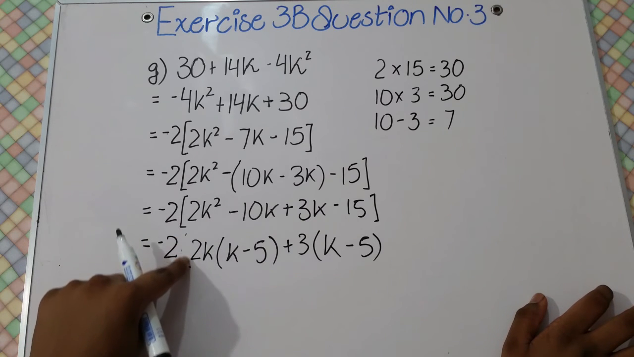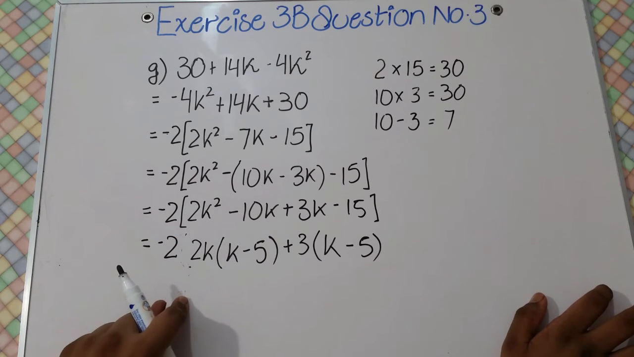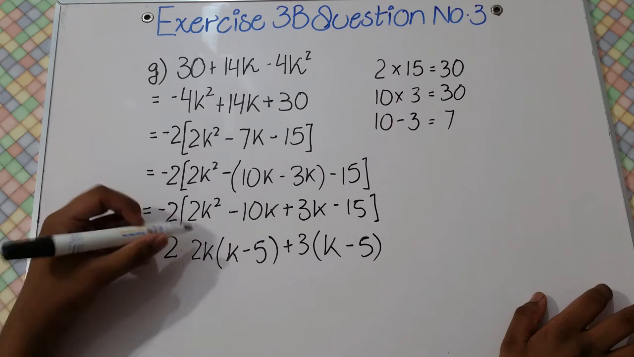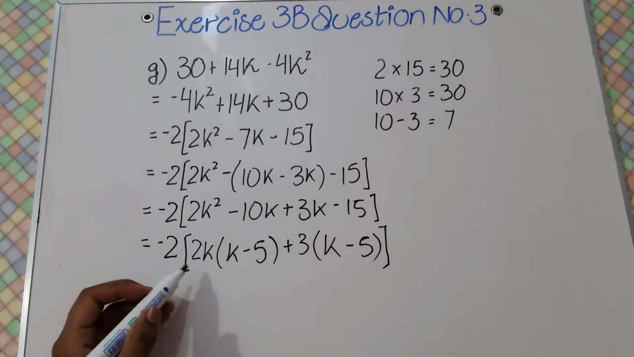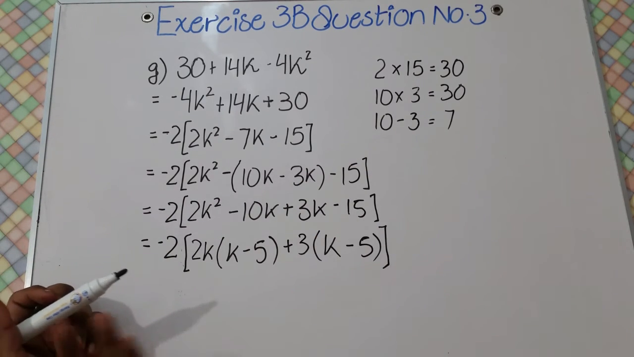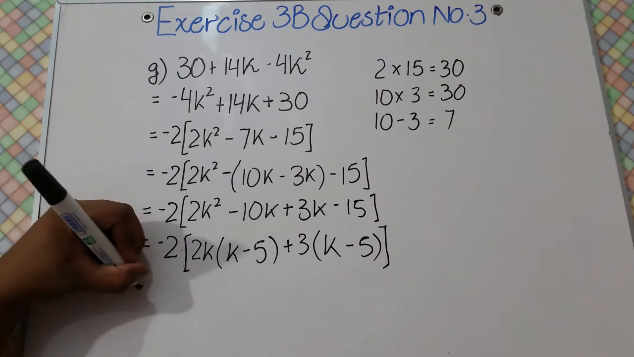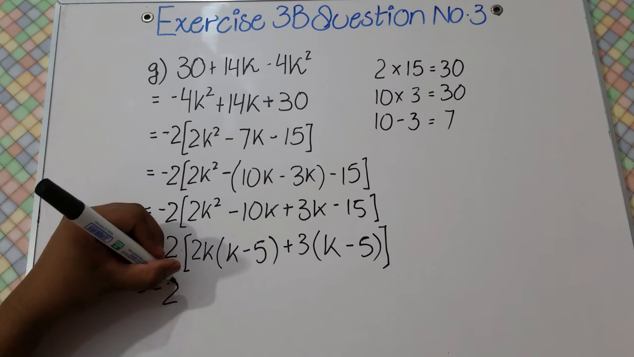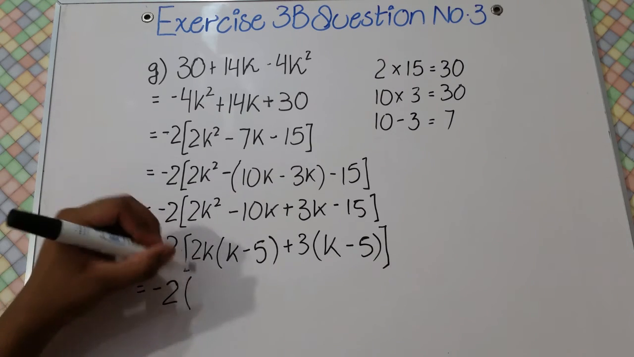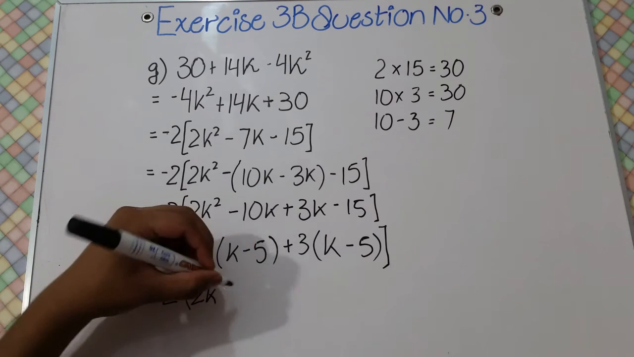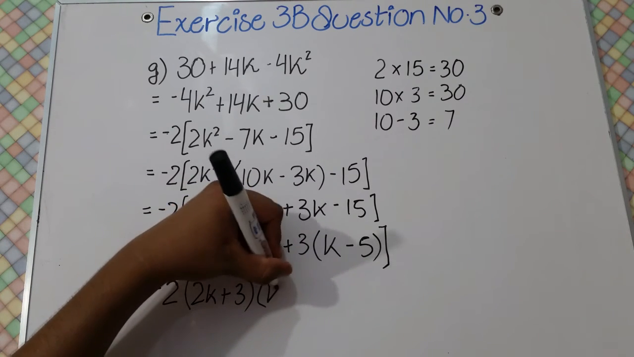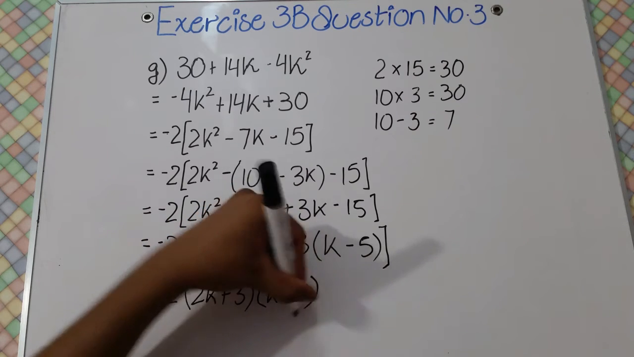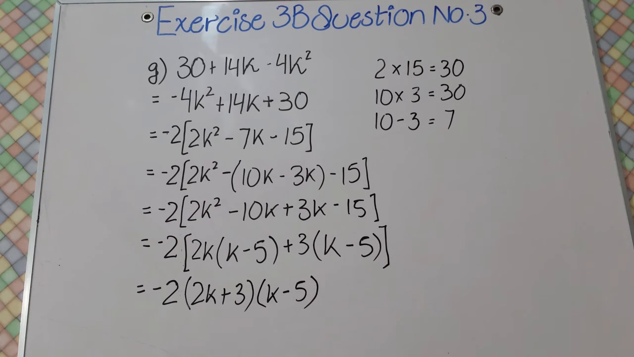So as you can see, I think this bracket would be more appropriate. You can see that these two brackets are the same, meaning we are doing it correctly. So one time I'm going to write minus 2, and then 2k plus 3, then one time k minus 5. So this is how we have solved part G.